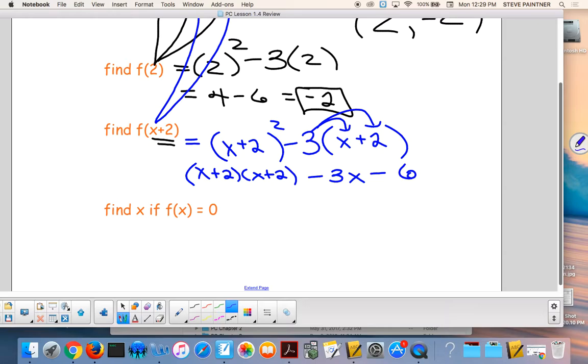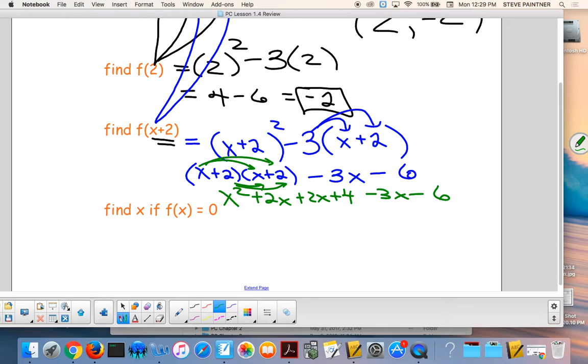Back here, though, be careful. Foiling can get a little messy. X squared plus 2x plus 2x plus 4. And then bring down the minus 3x minus 6. Look for your like terms, any like terms. X's all over the place. X squared is different than x's, so these two with this one. Let's bring down the x squared.